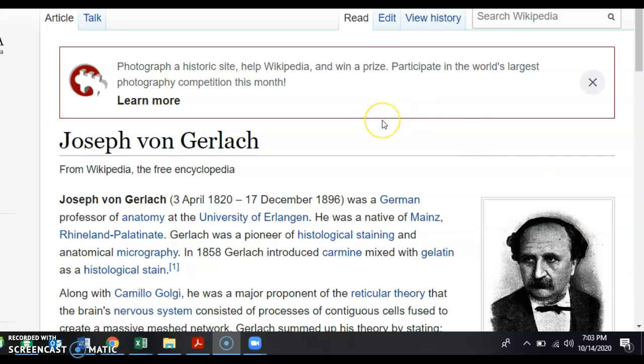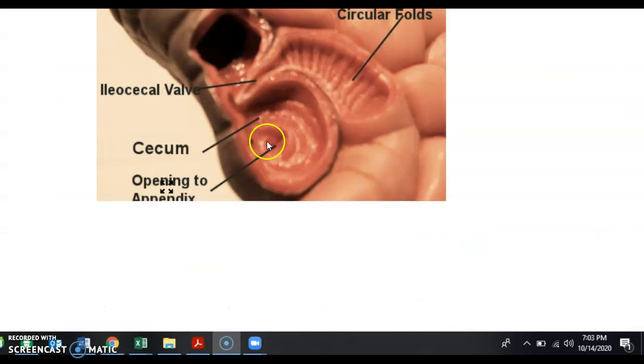Now, in some cases, there is a valve. It is called Gerlach's valve, named after Josef von Gerlach, and I'm probably completely butchering his name. That's why I brought up his Wikipedia page. So this would be the opening to the appendix. Again, I didn't label the valve. It actually looks like there's a valve on this model, but I decided to just leave it opening of the appendix. Then we have the colon.